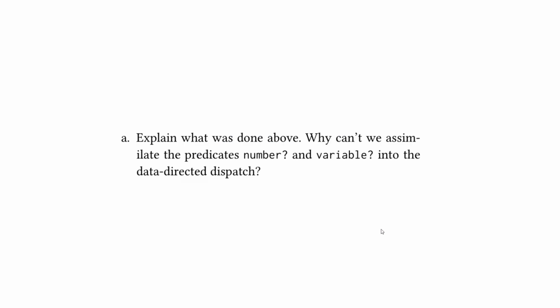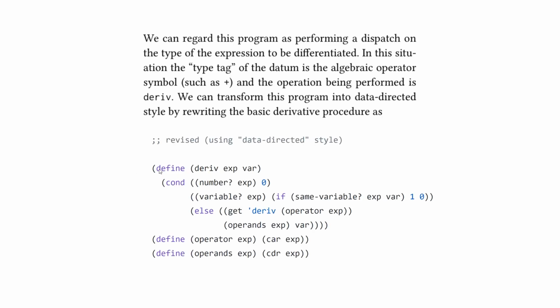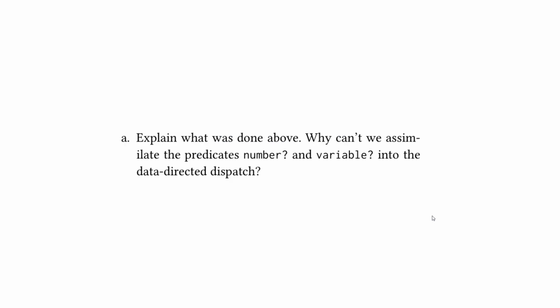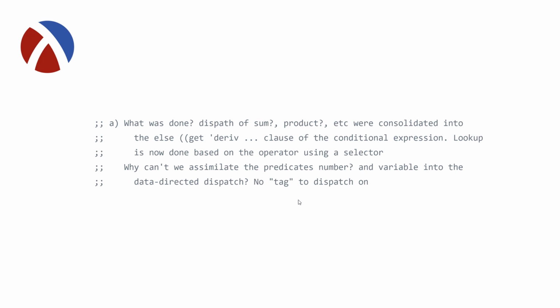So the question is broken down into A, B, C, and D. And the first part, A, asks, explain what was done above. Why can't we assimilate the predicates number and variable into the data-directed dispatch? Well, I sort of answered the first part already. We folded our sum and product dispatch into these, and it's just going to be doing a lookup from a hash table.